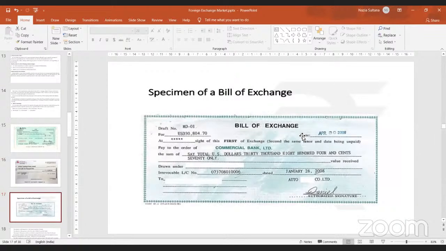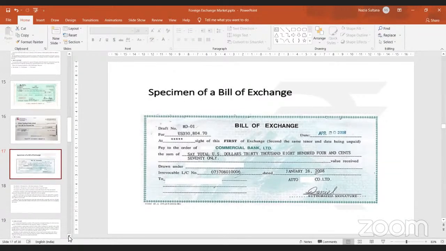You see, you have the heading there, date and draft number. Then you have for whom, for what amount of money this bill of exchange is being drafted, and whom you are paying it to. So whichever is the commercial bank, you're paying it to them. And what is your letter of credit number? So your letter of credit number goes there, and then date. All these things will be there in your bill of exchange. So whenever an importer or exporter is drawing a bill of exchange, this is how it looks. So you would have that also as an instrument which is used in the forex market.